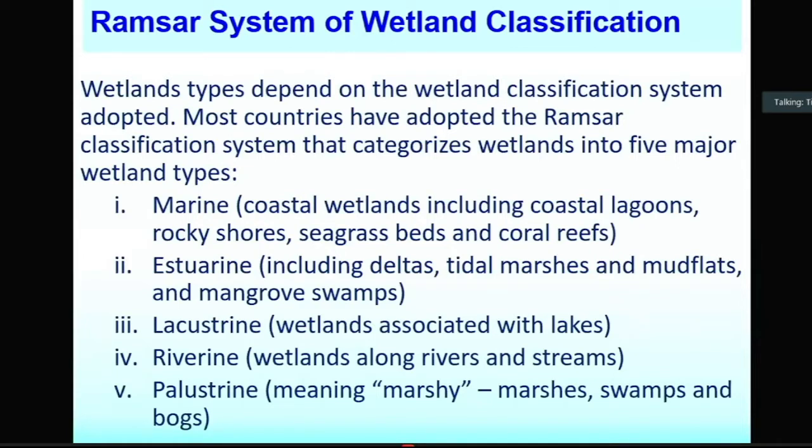The first one is marine, which integrates coastal wetlands, including coastal lagoons, rocky shores, seagrass beds, and coral reefs. The second one is estuarine, which includes deltas, tidal marshes, mudflats, and mangrove swamps. The third category under the Ramsar system of wetland classification is lacustrine, which is wetlands associated with lakes. And then riverine, which is wetlands along rivers and streams. The last one is called palustrine, which means marshy. It integrates marshes, swamps, and bogs.